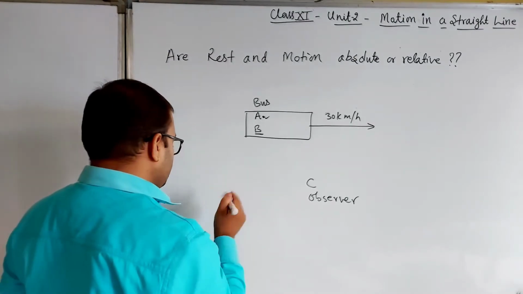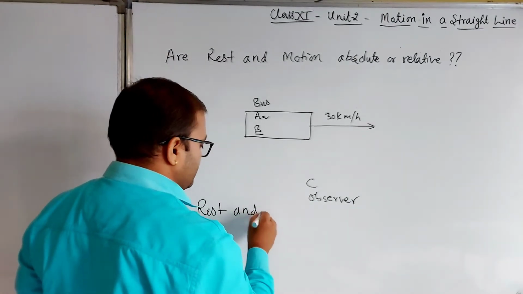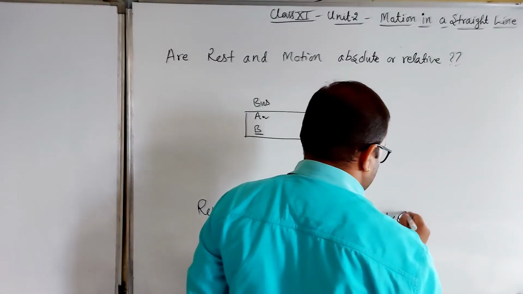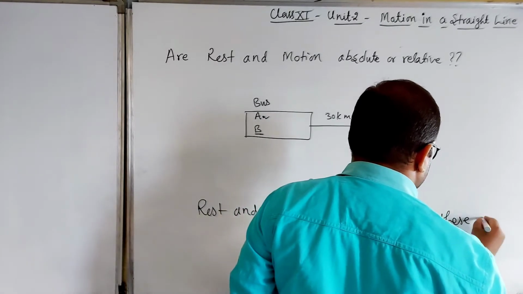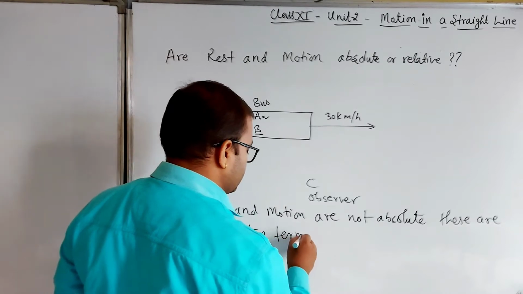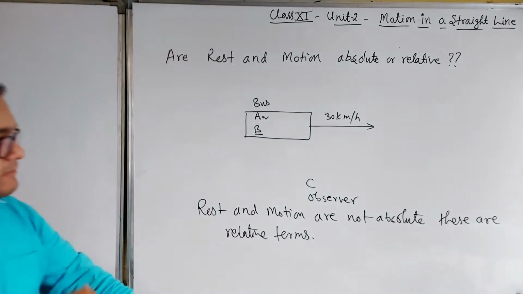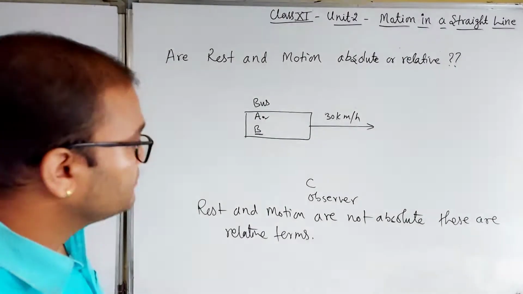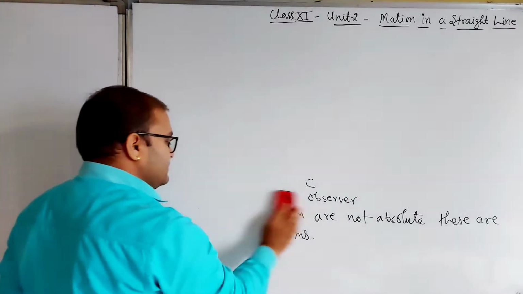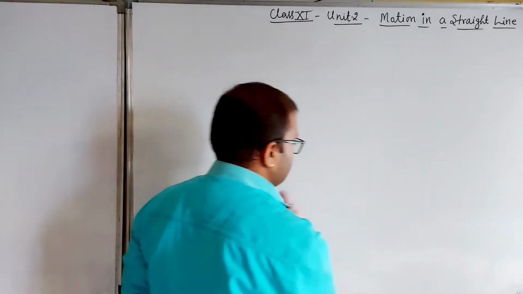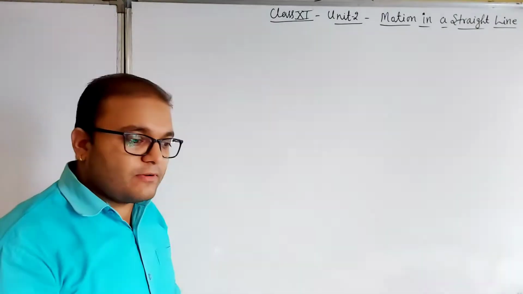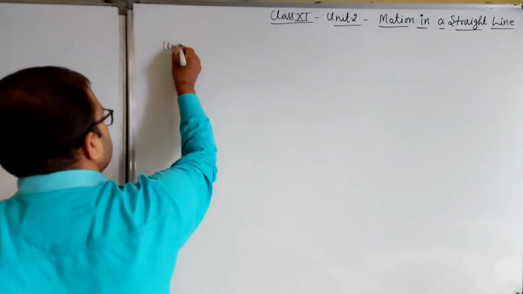So here you can write: rest and motion are not absolute, these are relative terms. So this is about rest and motion. Now, in the case of motion, there are terms like distance, displacement, and so many things. So first, you should know about uniform and non-uniform motion.